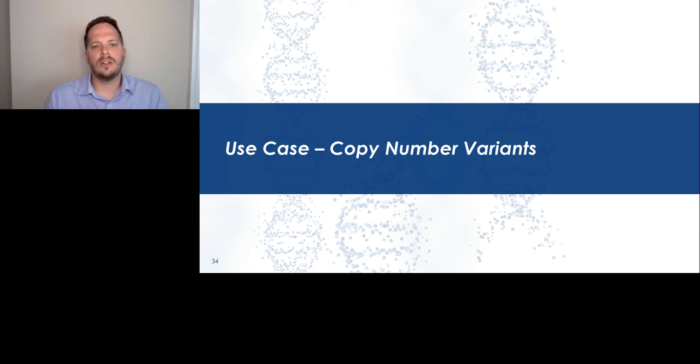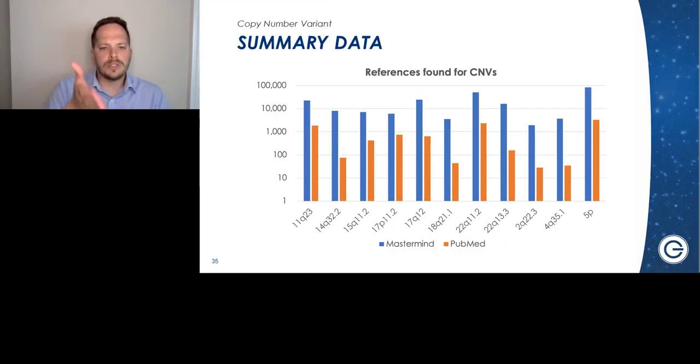And what I've done here in this schema for representative copy number variants at the chromosomal cytoband level, as you can see there with 11q23, on a log scale, I'm showcasing how many references citing those particular copy number variants were found by Mastermind as compared to a standard PubMed search, which is the go-to or the previous go-to source for this information. And I'll point out here that the y-axis is on a log scale.